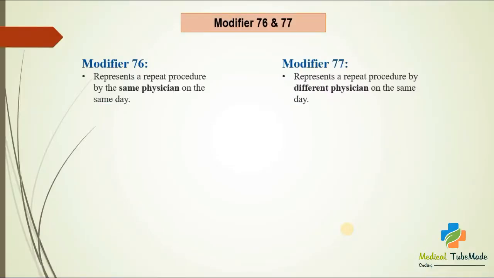So, modifier 76 and modifier 77. Here you can see the definition of both. Modifier 76 represents a repeat procedure by the same physician on the same day. Modifier 77 represents a repeat procedure by a different physician on the same day. So the difference is only here: for 76 the procedure is repeated by the same physician, and in the case of 77 the procedure is repeated by a different physician on the same day.